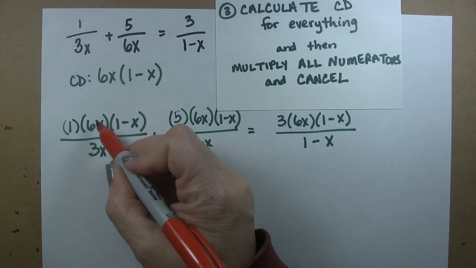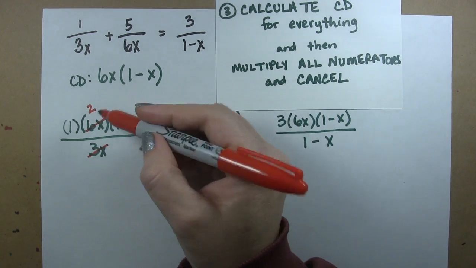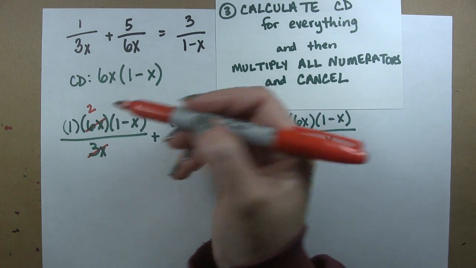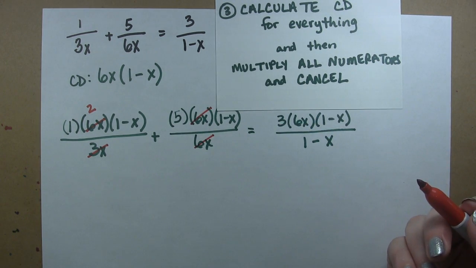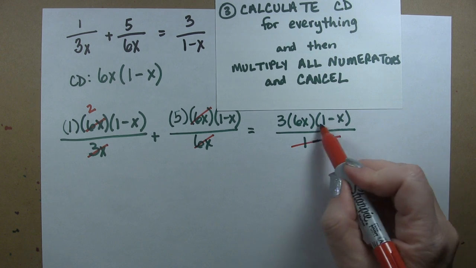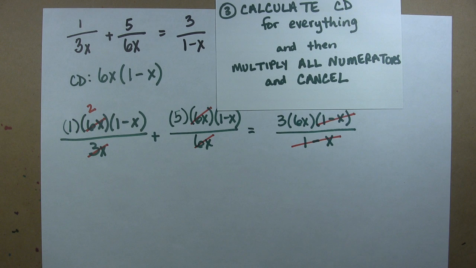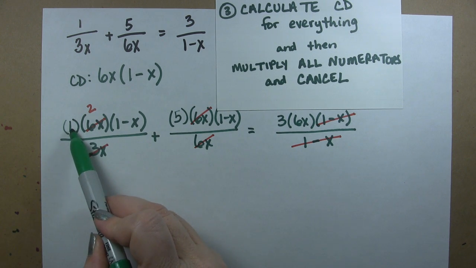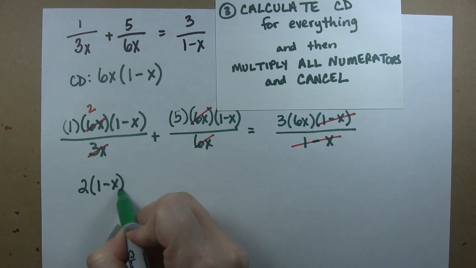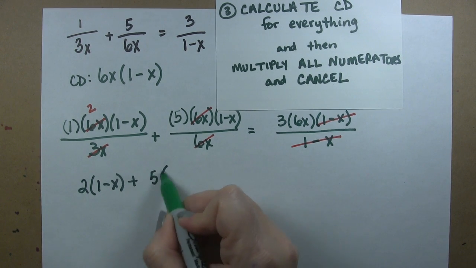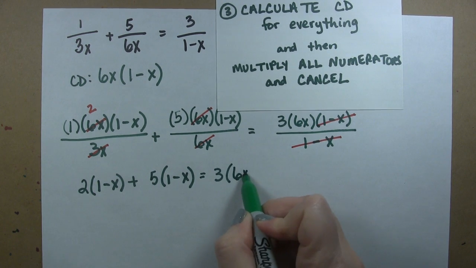Now I'm kind of excited because now I get to do some canceling things out. So I can reduce this 3x and this 6x, and that just turns into 2 because 3x times 2 makes 6x. And over here I can cross out my 6x's. That's easy to see. And over here, I can cross out my 1 minus x. Perfect. All right, so let's simplify. So here we have 1 times 2, which is just 2. So we have 2 times 1 minus x plus 5 times 1 minus x equals 3 times 6x.